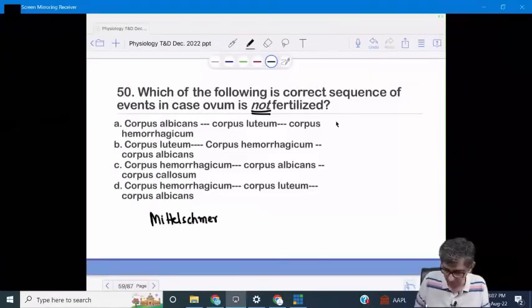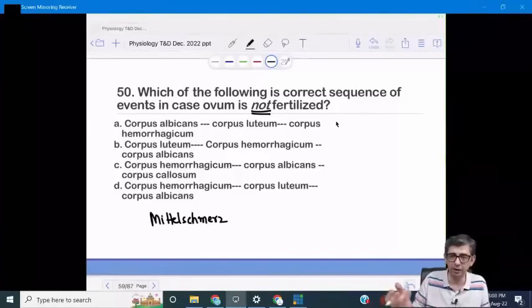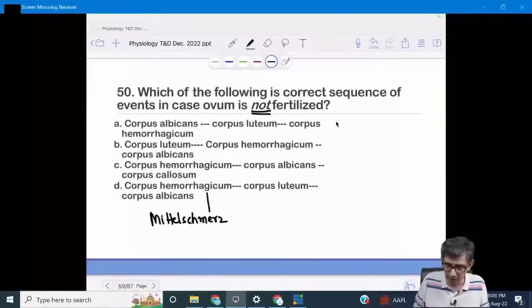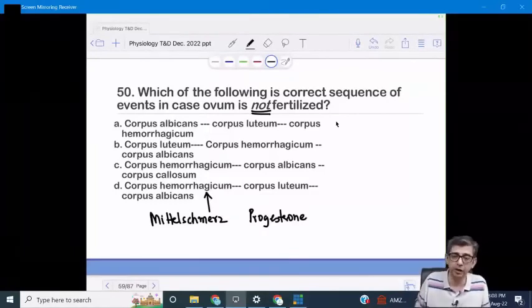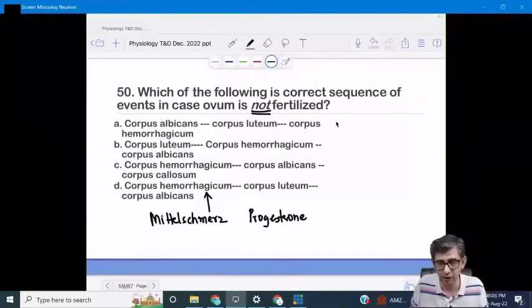Mittelschmerz would mean that the lady will be having mid-cycle cramps because the ovum will burst over the surface of the ovary and it will escape and will then enter towards the fallopian tube. Whenever there is bleeding occurring over the surface of the ovary, the term we'll use to describe it would be corpus hemorrhagicum. Then the corpus luteum will start producing progesterone in anticipation of pregnancy, because one of the main hormones for pregnancy is progesterone. But if it does not get fertilized, then it will produce a scar, and the scar would be called corpus albicans.